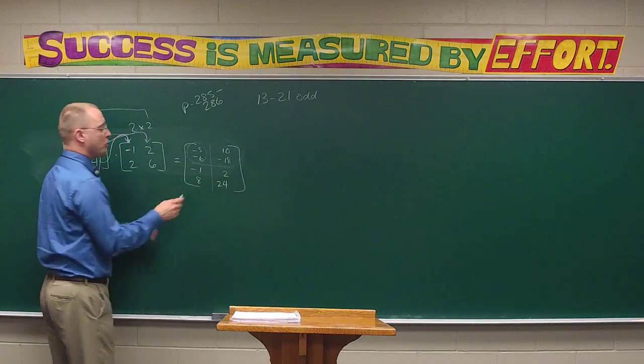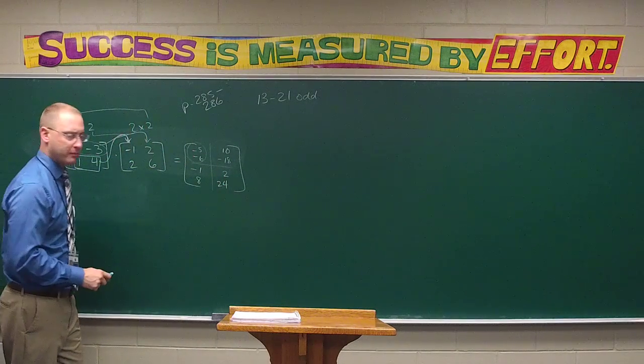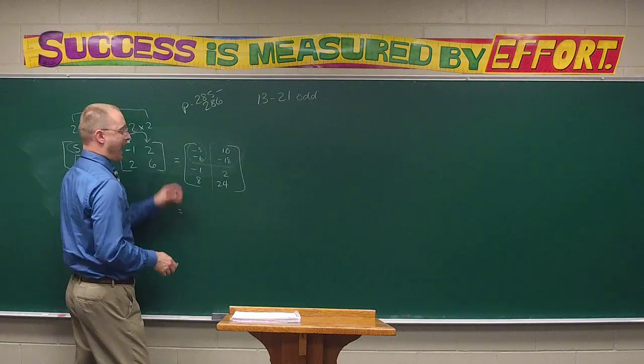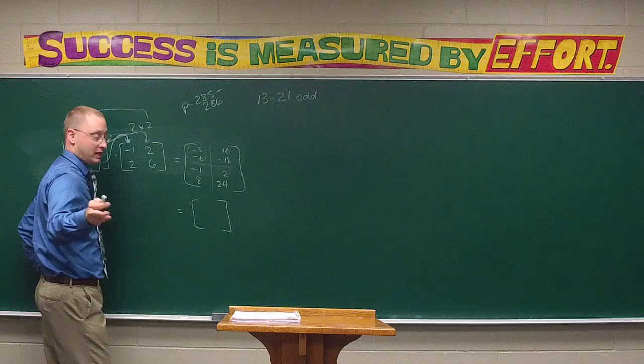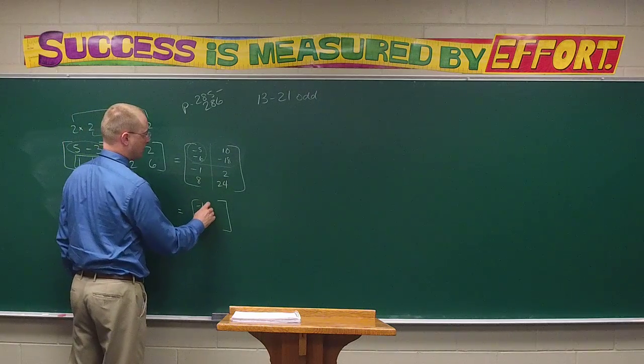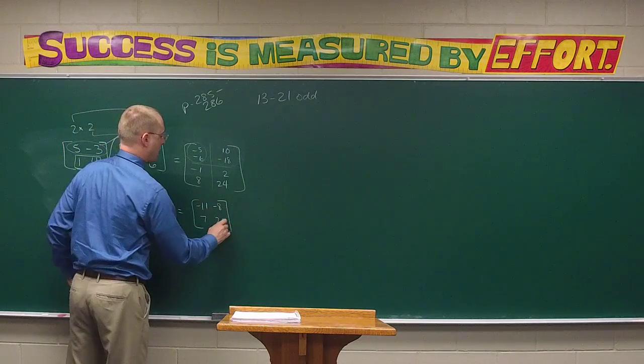2, 24. What do I do with the partial products in here, Abby? You just combine them. I'm going to add the partial products in each of the four spots to get the 2 by 2 matrix. What was your answer? Negative 11, negative 8, 7, 26. And that's what we should have had.